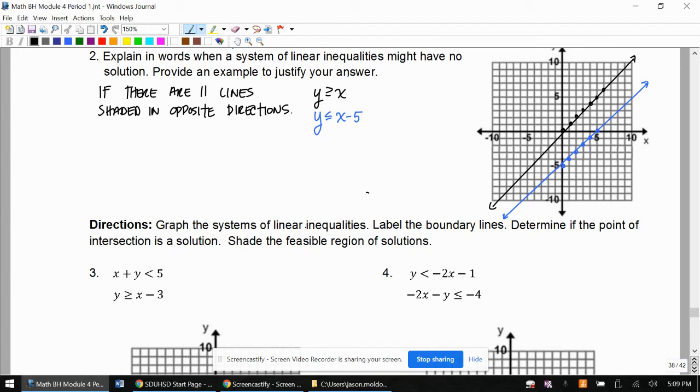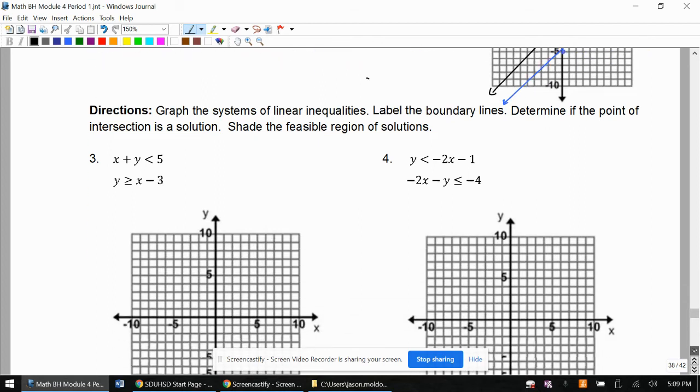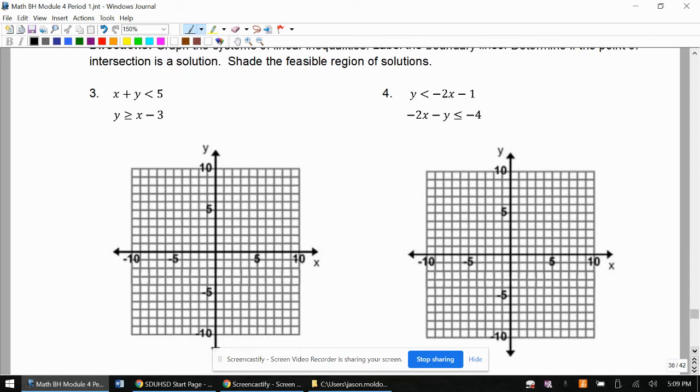All right, and now we actually get to some problems where we will practice this. It says graph the system of linear inequalities, label the boundary lines, and determine if the point of intersection is a solution. Shade the feasible region of solutions. All right, so if an equation is not in slope-intercept form, that seems to be our go-to, especially for linear inequalities.